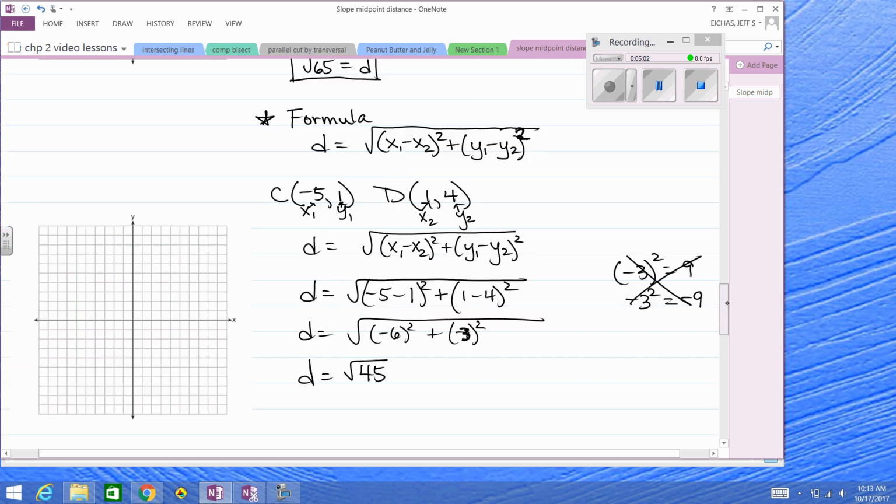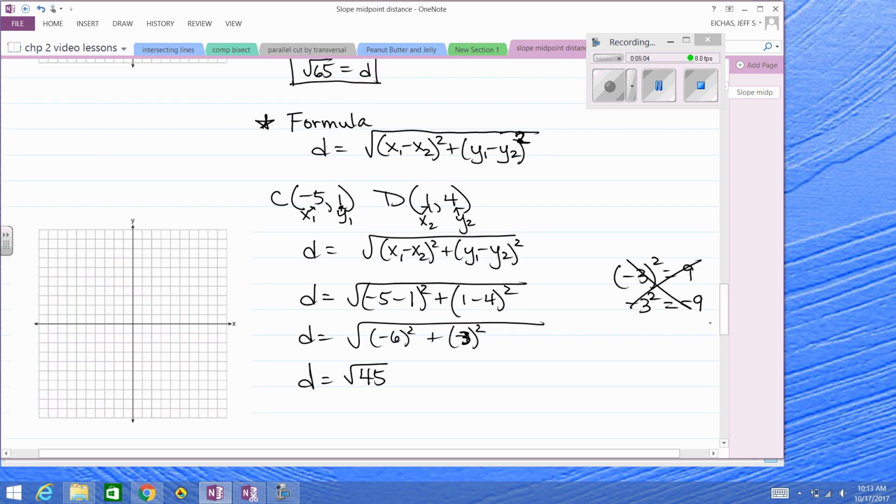Now, how could we have done that without the formula? This is what I wanted to show people. Same problem without the formula. So I locate C over here at negative 5, 1. I locate D at 1 right there. Okay? So then straight path from there to there.